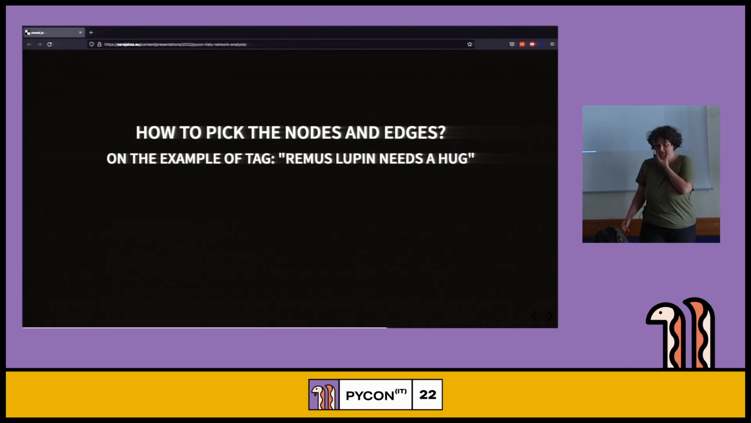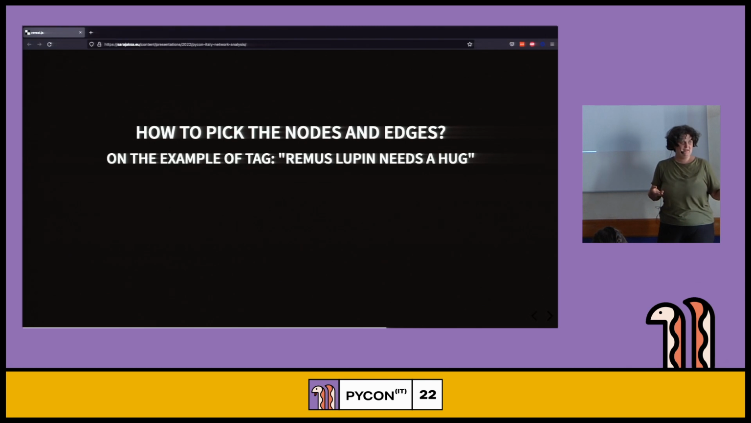So, next question: how to pick nodes and edges? When you're doing network analysis, it's sometimes important to figure out what you are actually trying to analyze. So how do you pick which are the actual people and which are the actual objects of analysis, and which are their relationships? So for example, I started with the graph of who is in a relationship, and then we get to the graph of who actually appears together in the story.